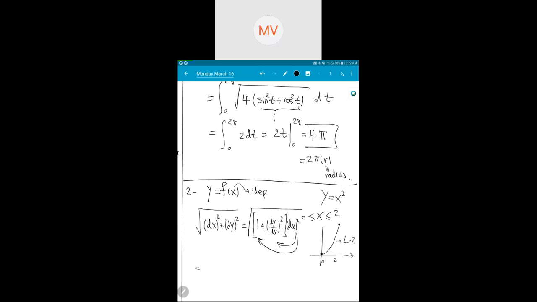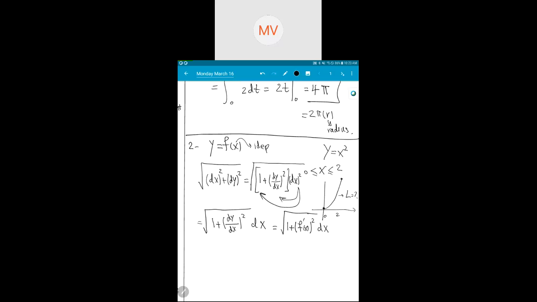And now, if you pull the dx squared out of a square root, you simply get dx. And under the square root, you have 1 plus dy over dx squared. And this dy over dx is nothing but the derivative of the function, right? So we can replace that with f prime of x. Did that make sense?